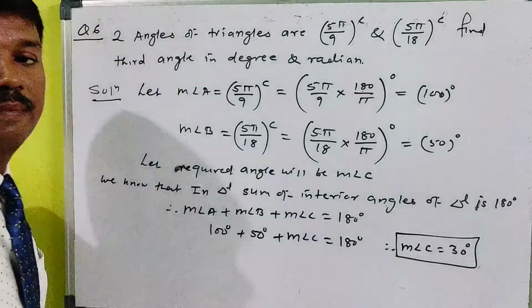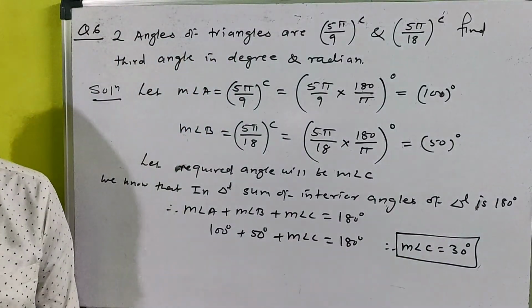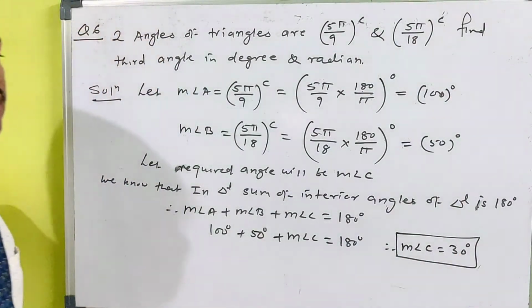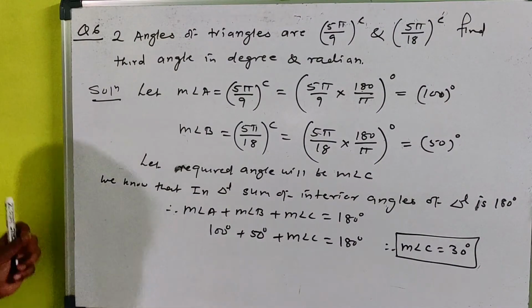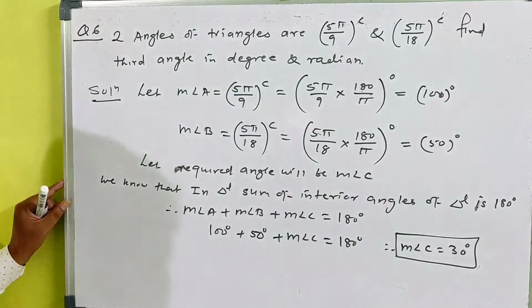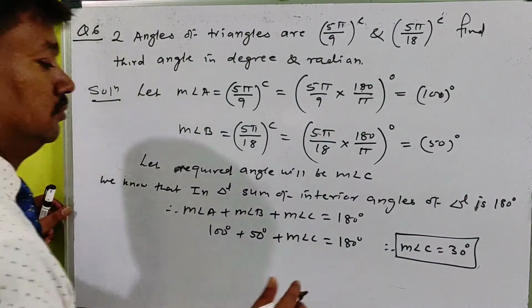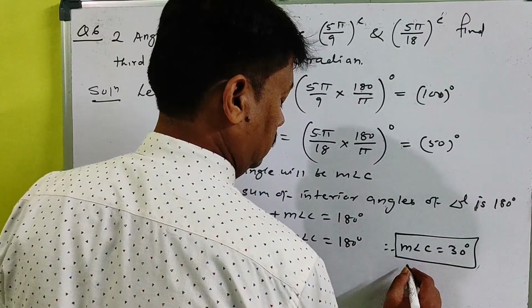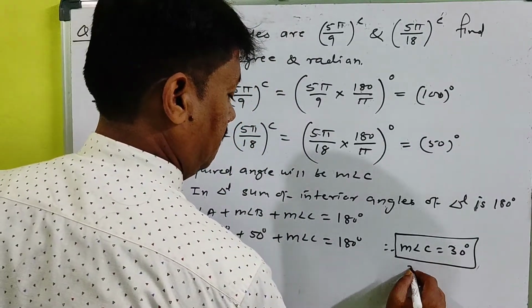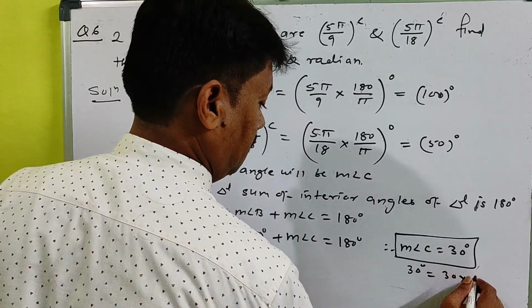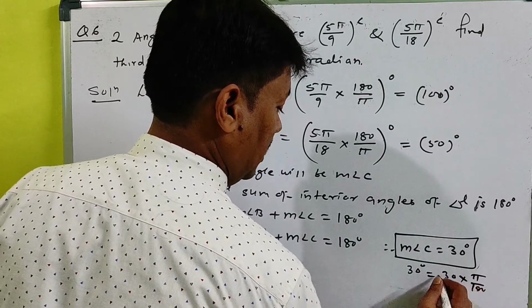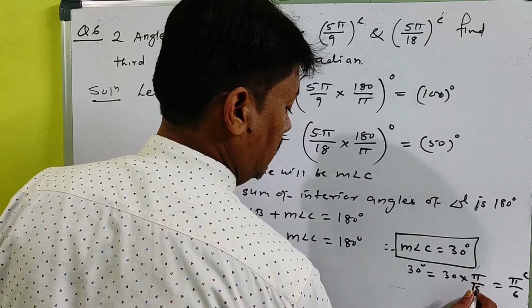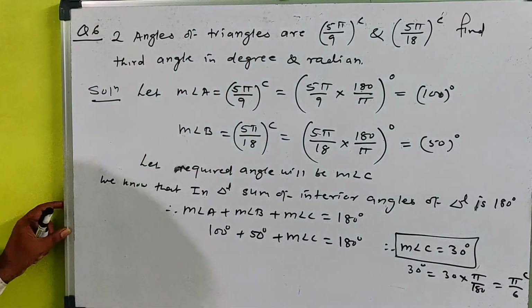So angle C is equal to 30 degrees. And 30 degrees is nothing but, what is the radian measure of this? It is equal to 30 into pi upon 180, so that is cancelled, so it is pi by 6 radian. 30 degrees is nothing but pi by 6 in radian.